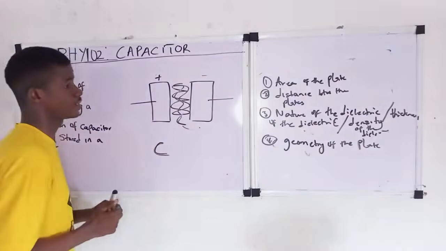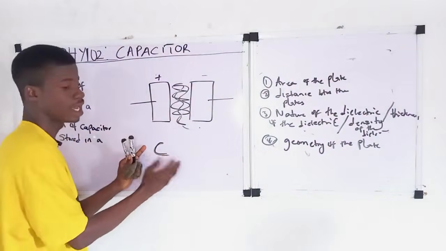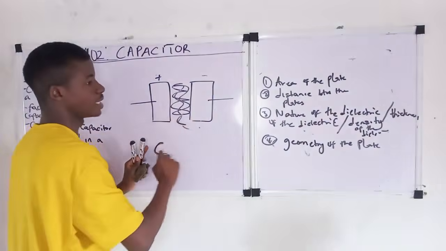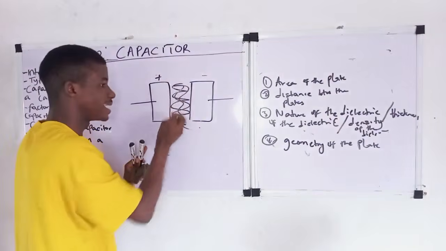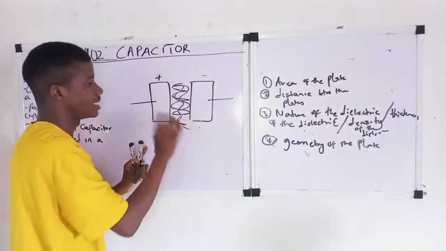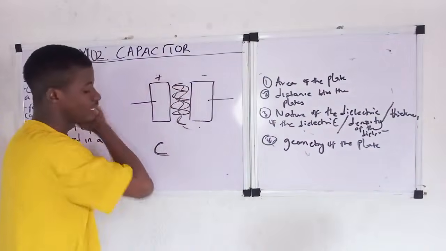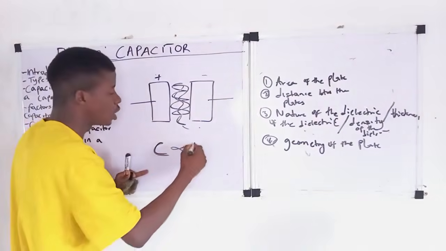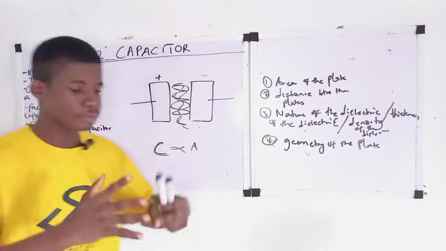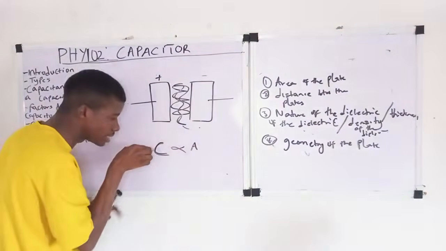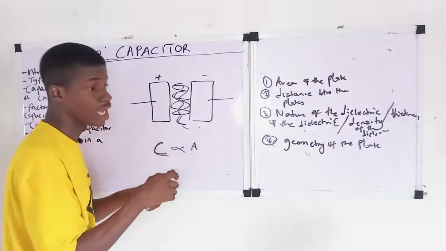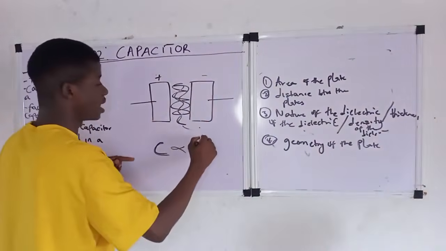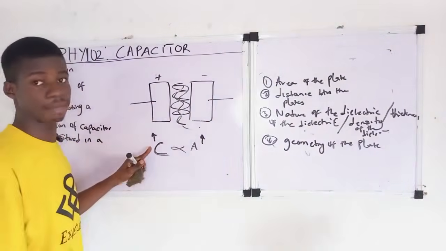Let's start with the area. The factors that affect capacitance are the area of the plate, the distance between the two plates, the nature, thickness or density of the dielectric, and the geometry of the plate. The capacitance of a capacitor is directly proportional to the area of the plate. So the larger the area of the plate, the larger the capacitance.